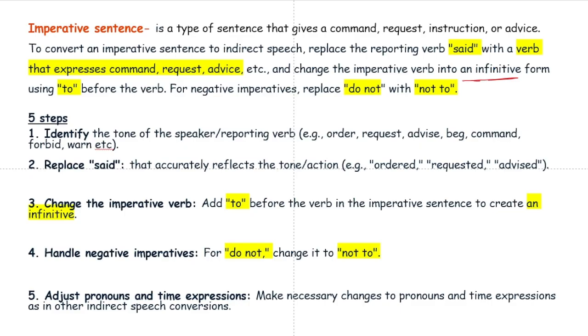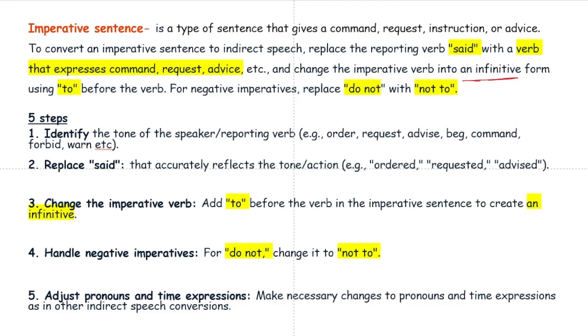The first step is to identify the tone of the speaker or the reporting verb, whether the tone of the sentence expresses an order, request, advice, beg, command, forbid, or warn, etc. The tone of the direct speech. Then said will be replaced with the exact tone word: ordered, requested, or advised. If it's an order, then we are supposed to replace said with ordered, right? We'll see in the examples.